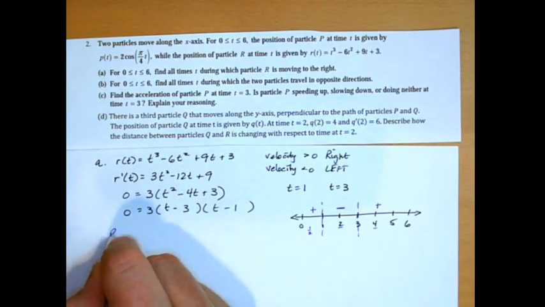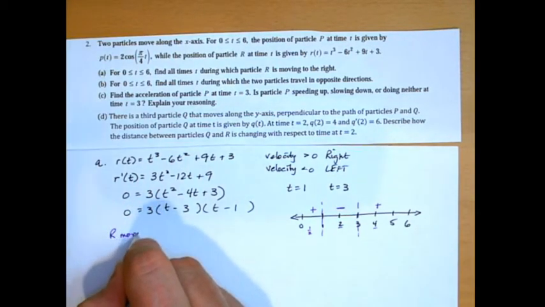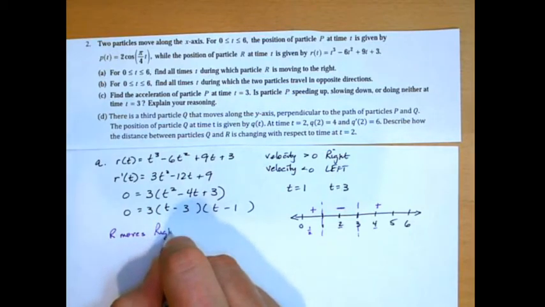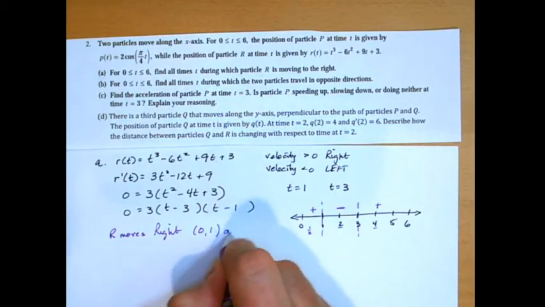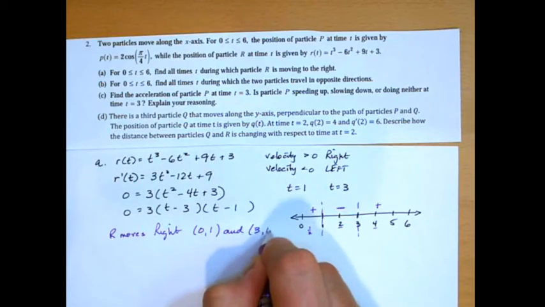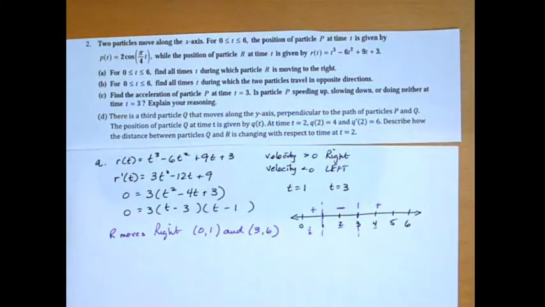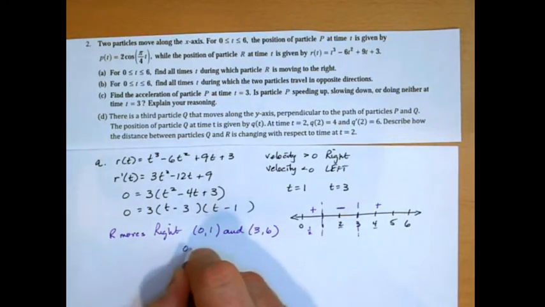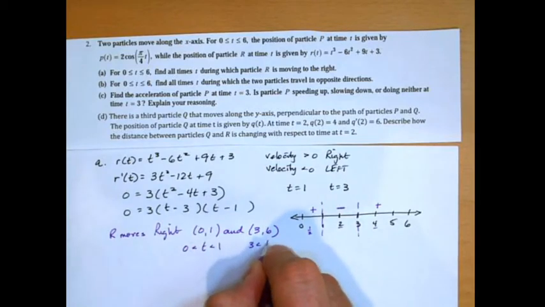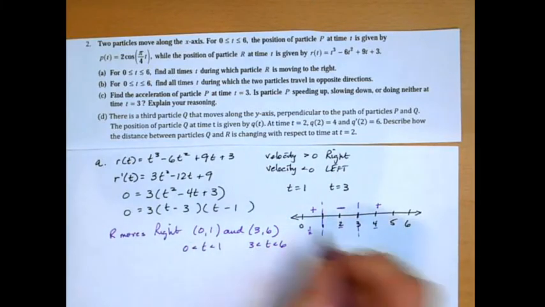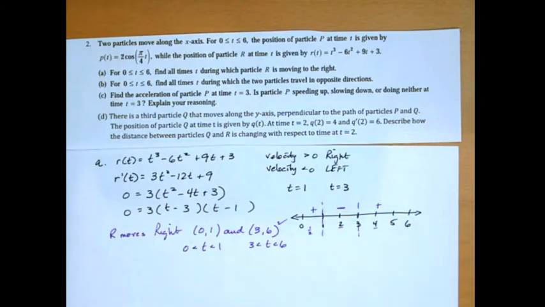So R moves right on the interval from 0 to 1, and on the interval from 3 to 6. If you wanted to write this, you could write t between 0 and 1 and 3 to 6. You could write it that way as well. I like the interval notation myself. Okay, so that's part A.